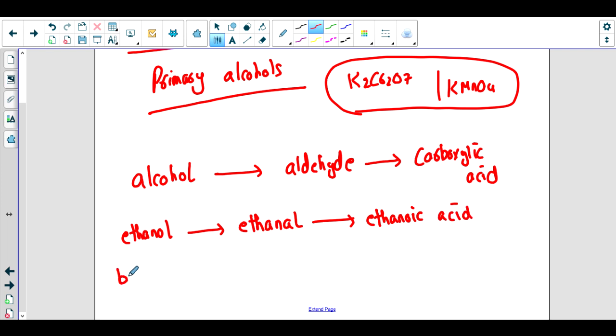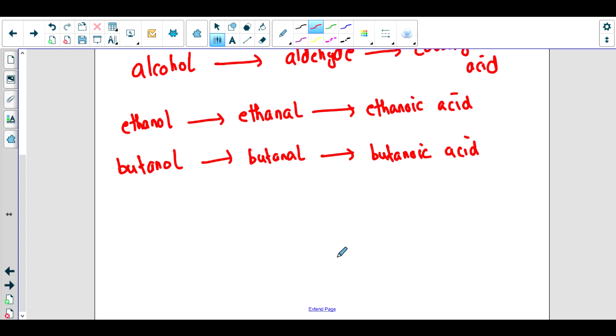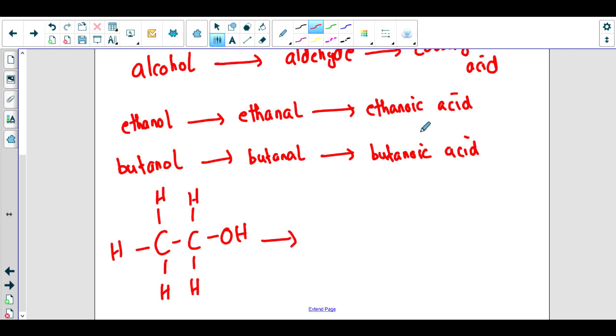Similarly, if you have, for example, butanol, a primary alcohol, it will become butanal and then butanoic acid. Simple as that. You just want to remember the functional groups and the names, and you are done. For example, let's draw the structure of ethanol. It's two carbons, so carbon, carbon, there is an OH, it's a primary alcohol. So let's add the hydrogens here. You start the oxidation. Oxidizing agents are potassium dichromate or potassium permanganate, as we discussed before.